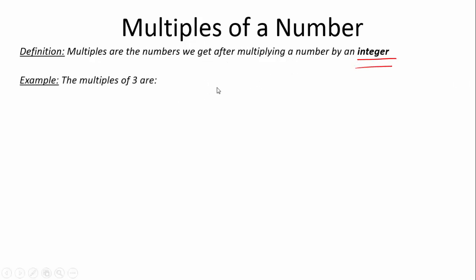So remember when we were doing factors, there was always a set amount of factors for a number. You couldn't just keep finding more. So for multiples, there are an infinite amount of multiples we can find for a number. So what are the multiples of 3?